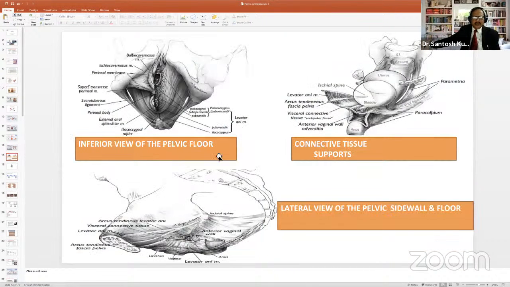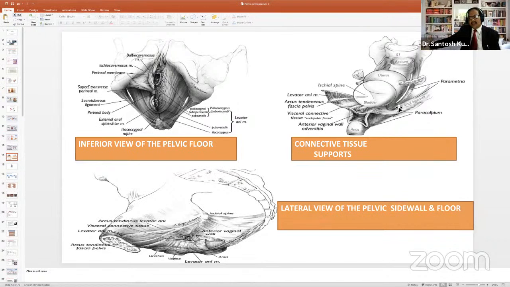This is another view of the anatomy of the pelvic floor muscles. This is the levator ani muscle, and this is another section. What are the supports of the bladder, uterus, and rectum? This is the cardinal ligament, the transverse cervical ligament, and this is the uterosacral ligament.